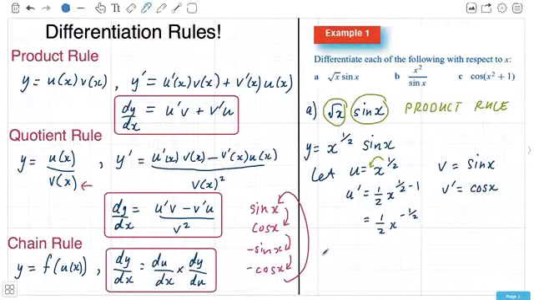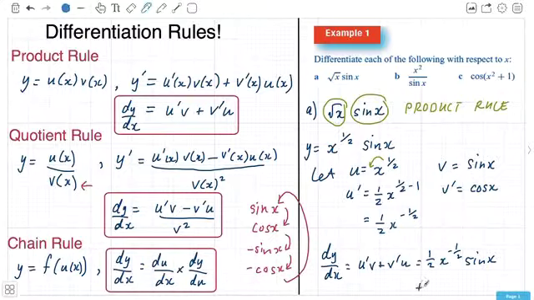So now we can have our derivative, so dy dx equals, write out your formula, just so you get used to it. And now actually put everything into it. So u dash is a half x to the negative a half, and v is sine x, plus v dash, which is cos x, and u, which is x to the power of a half.